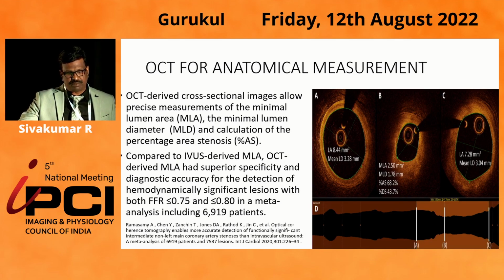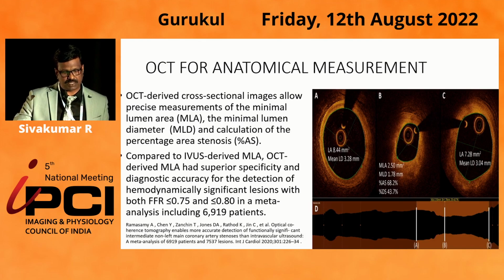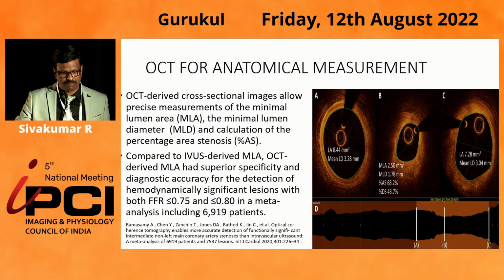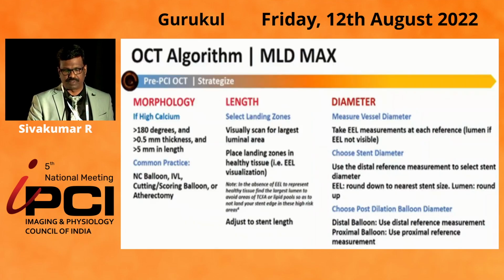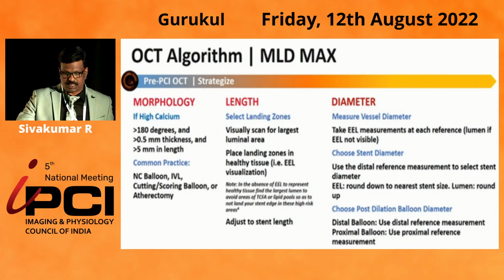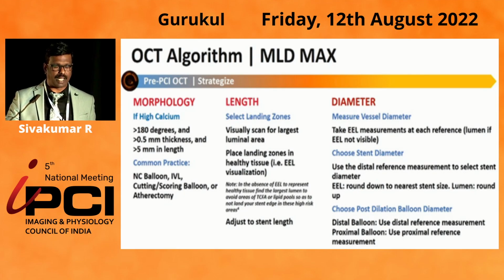Again, compared to IVUS, OCT-derived MLA had a superior specificity and diagnostic accuracy for the detection of hemodynamically significant lesions, in a meta-analysis of 7,000 patients for an FFR of less than 0.80. And this algorithm, MLD Max, which Dr. Ziad was discussing just now, is a very simple algorithmic approach. A workhorse that can be practiced by everyone in any lab.